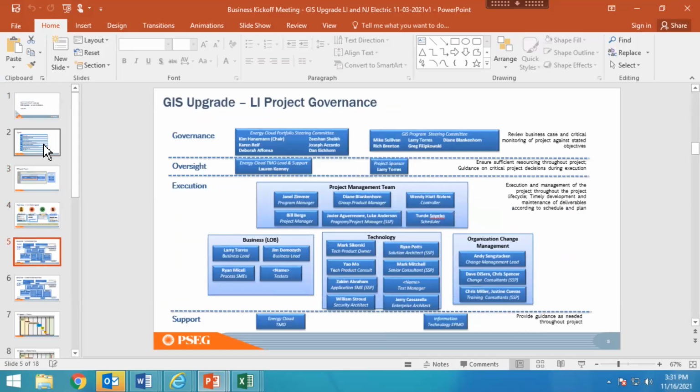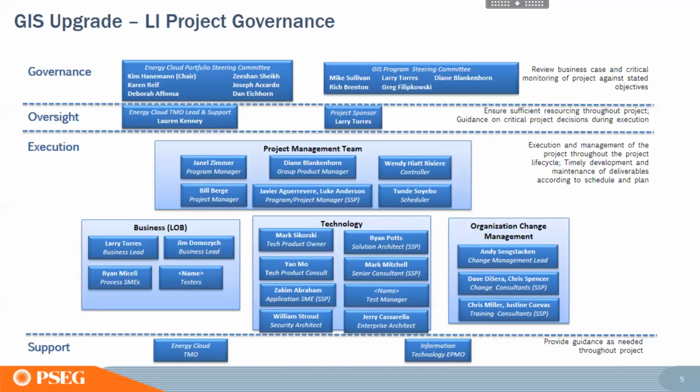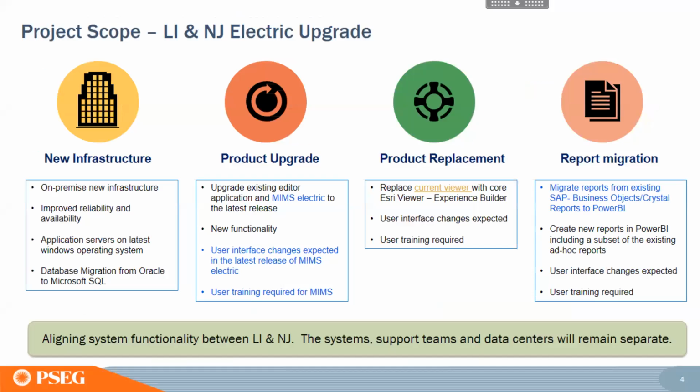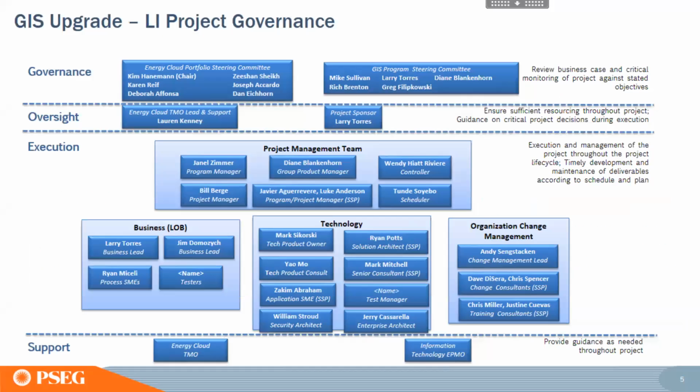Then here's another example. Let me make this a little bigger here. Here's a good example of the, matter of fact, let me just go back. So this is what I had for the scope of the project in business terms. Here's the GOES model for one of the electric, Long Island electric upgrade.